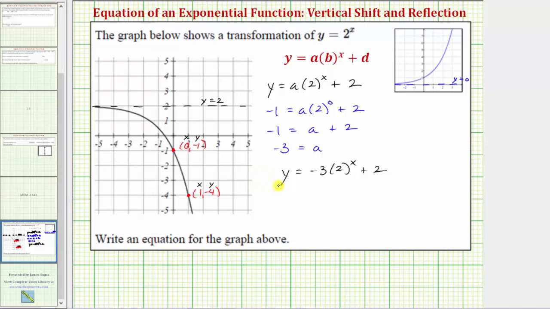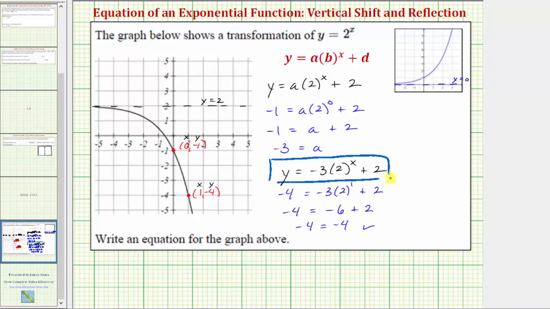So performing the substitution, we'd have negative 4 equals negative 3 times 2 raised to the power of 1 plus 2. So we have negative 4 equals, 2 to the first is 2, so negative 3 times 2 is negative 6, and negative 6 plus 2 is negative 4, which verifies the equation of the transformed graph is y equals negative 3 times 2 raised to the power of x plus 2.